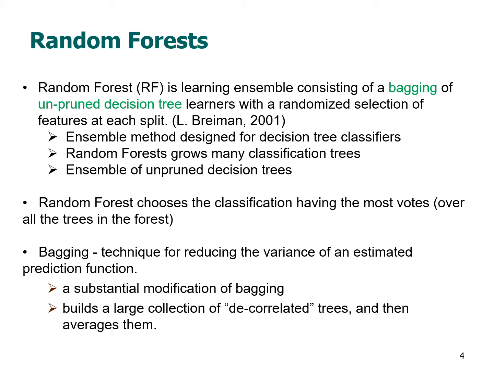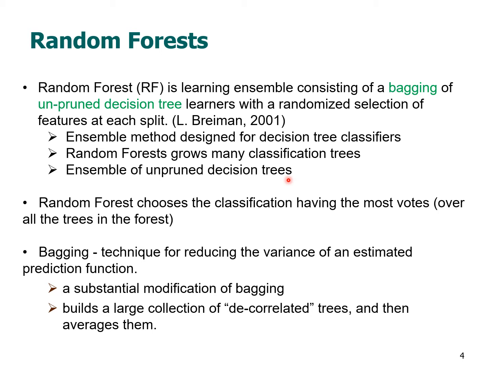The random forest is an ensemble method, and it consists of unpruned decision trees, and each decision tree is created by using a bagging method. That's the basic structure of random forest. Random forest is an ensemble consisting of bagging of unpruned decision trees. It was proposed by Breiman in 2001. Random forest is an ensemble method using decision tree classifiers, and it grows many classification decision trees. And again, in random forest, we use unpruned decision trees.